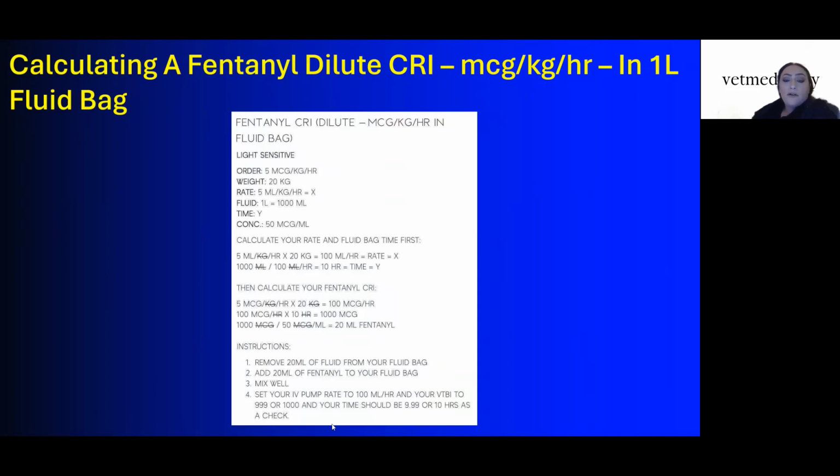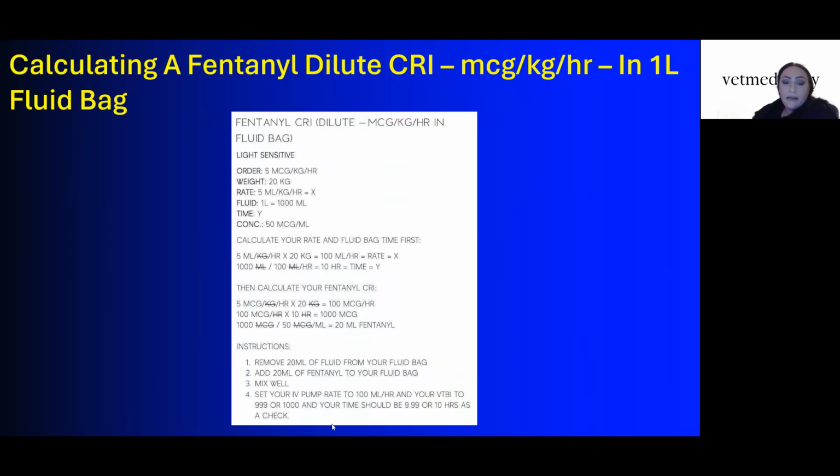First, we want to calculate our rate and our fluid bag time. So 5 mils per kg per hour times 20 kgs equals 100 mils an hour. Now we take the volume of the bag, which is 1,000 mils, and divide it by the rate, 100 mils an hour, and that gives us 10 hours as our fluid bag time. So now we've just solved basically our variables.